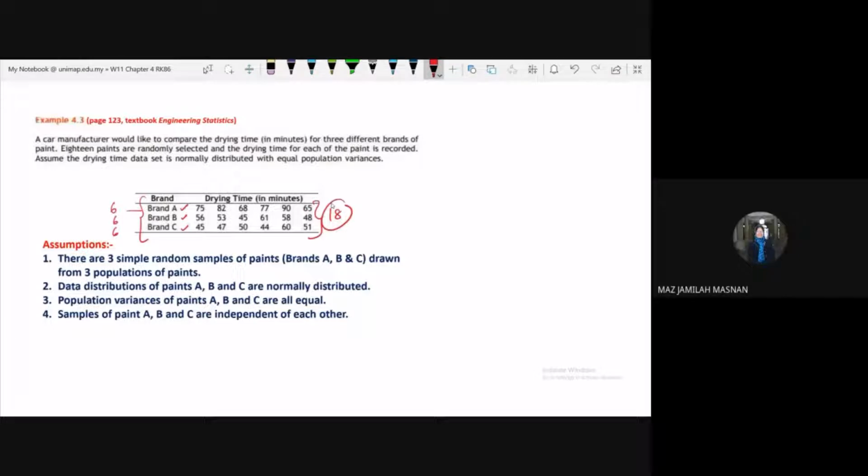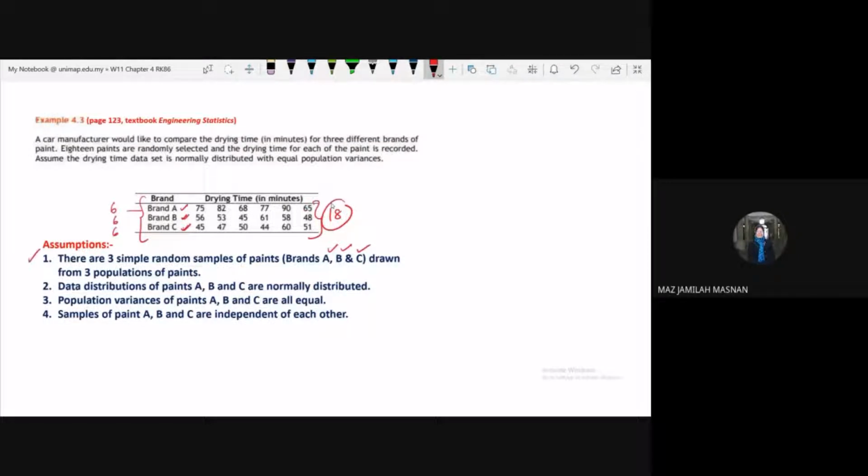But when we talk about the sample, we are talking about the population that we are selecting the sample from. So in this case, we are talking about 3 simple random samples of paint brands A, B, and C drawn from 3 populations of paints. Definitely, when we are talking about 3 populations of paint, we are talking specifically about population A, population B, and population C from these three types of paint brand. That would be the first assumption.